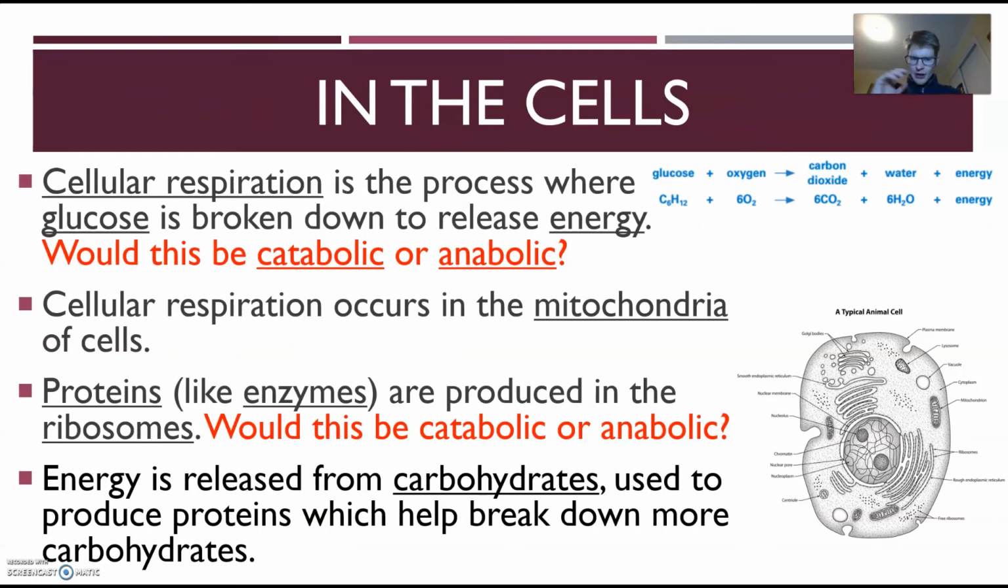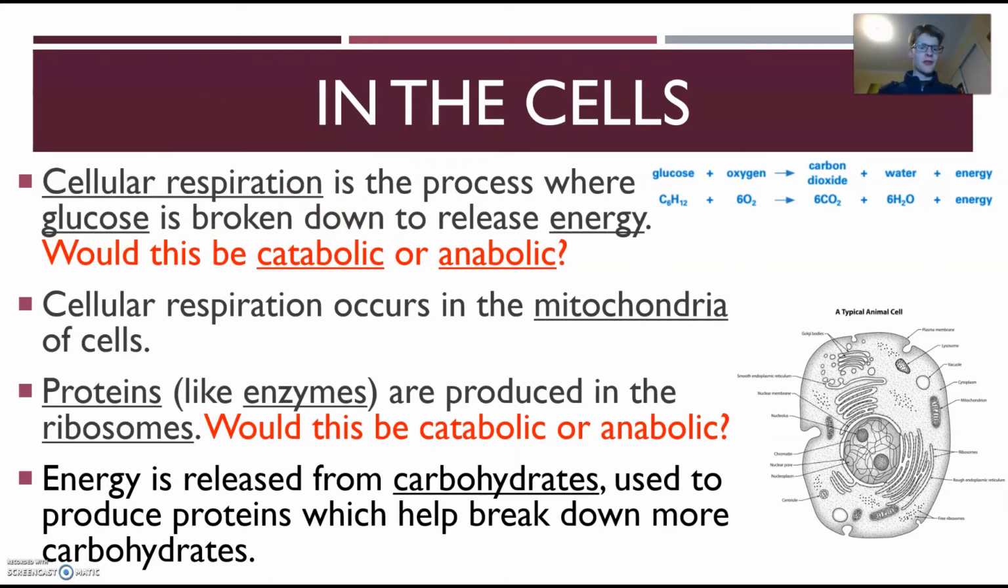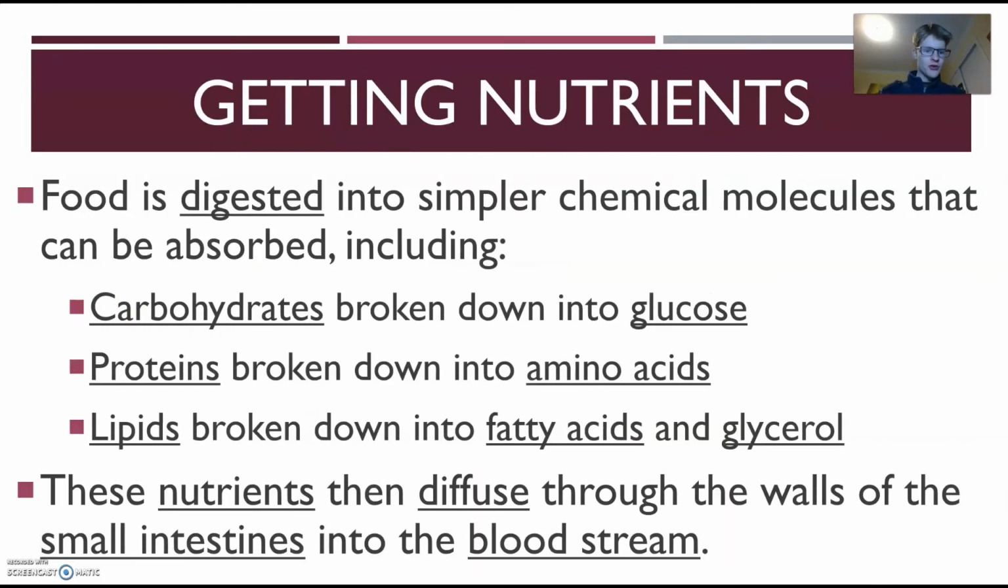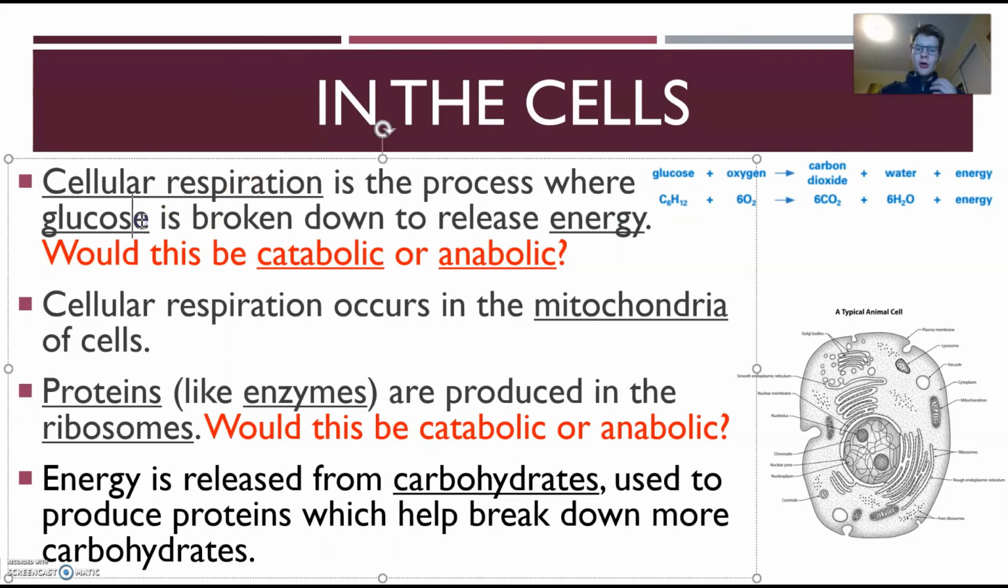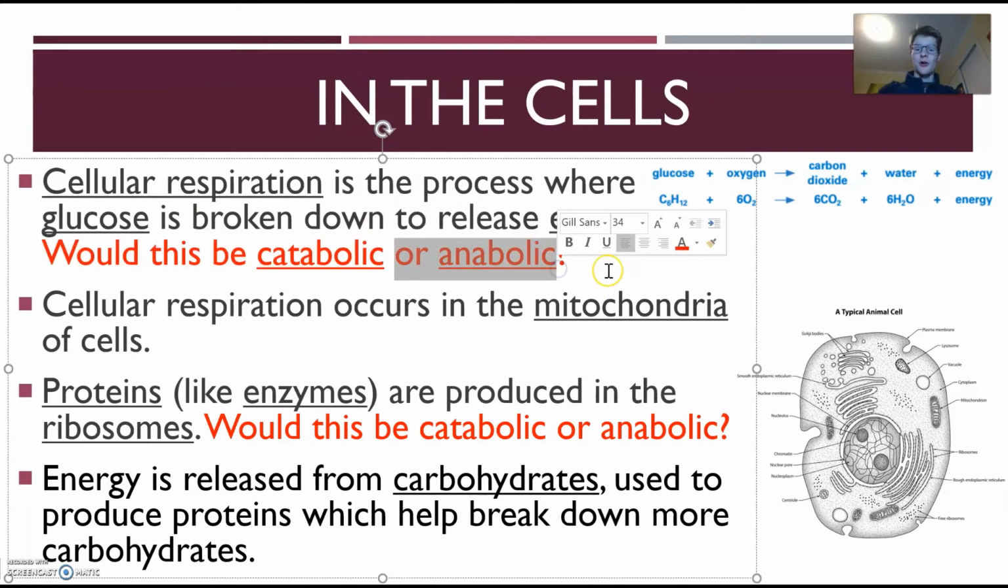So, in terms of what happens in cells, what you've got to understand is this process: cellular respiration. This is a really key process to note. This is where we see glucose, which comes from carbohydrates, a fundamental nutrient. In cellular respiration, glucose is broken down to release energy. Now, I want you to figure out: if the glucose is being broken down and energy is being released, is it catabolic or anabolic? I'll let you figure that one out.